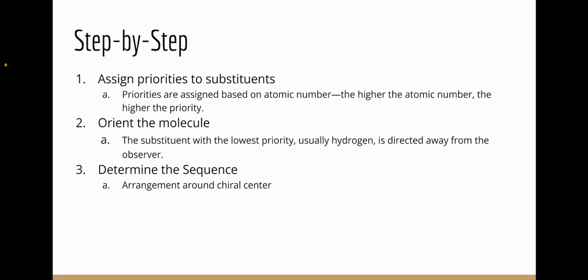Next, we are going to orient the molecule so that the substituent with the lowest priority, which is usually hydrogen, is directed away from the observer. This orientation ensures that we view the molecule along the axis of the chiral center, with the lowest priority group behind it. Our third step is to determine the sequence in which the 3 higher priority substituents are arranged around the chiral center. If the sequence from highest to lowest priority proceeds clockwise, the configuration is R. If it moves counterclockwise, the configuration is S.